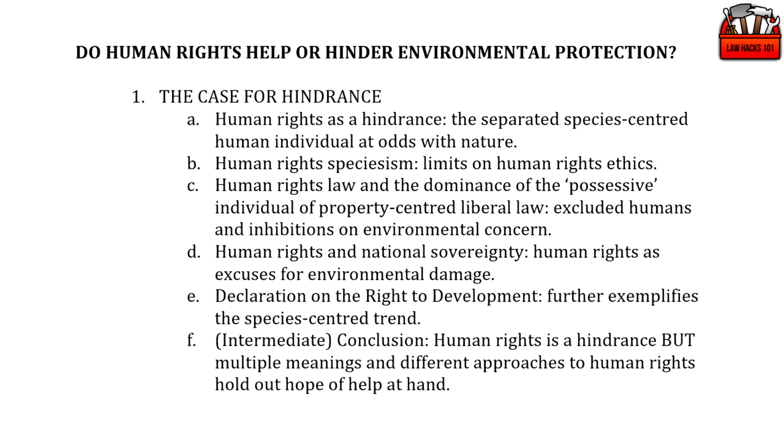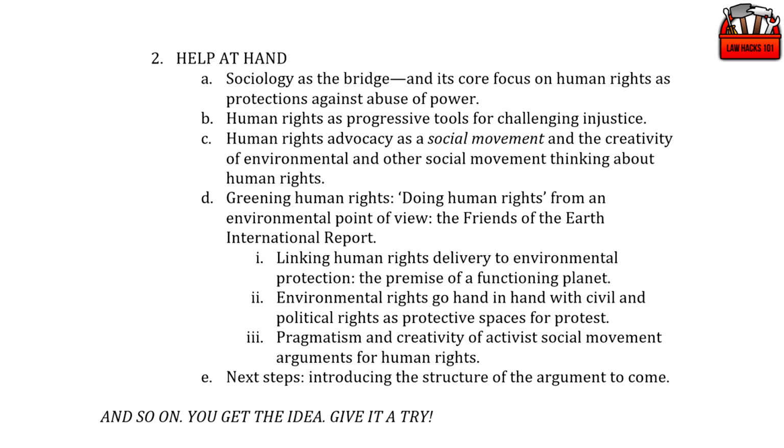So have a look at the heading of Do Human Rights Help or Hinder Environmental Protection, the first one, A-level heading 1, the case for hindrance, and you'll see that I've generated a few subheadings below that capture what I think is the basic ordering idea of each paragraph. I've done the same for help at hand, and so on. The rest of this is broken down on a PDF so that you can see it laid out clearly. But hopefully, if you pause and look at those things now, you'll get the idea. You should also try and give it a go for yourself. As I say, I've supplied the complete initial map on the PDF for you in the links.